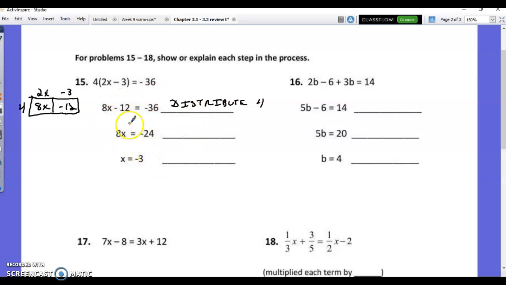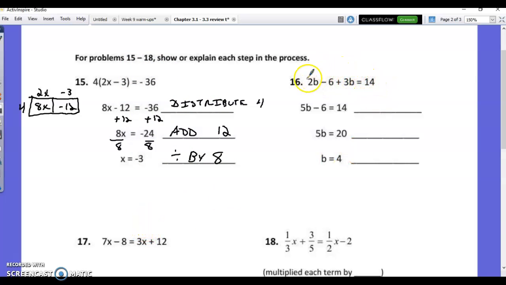From here, what I did was add 12. I added 12 to both sides. So you can either write it as add 12, or you can just write plus 12. And that's how we get to 24. Our final step would be to divide by 8 right here. So again, divide by 8 both sides. That's how I get the negative 3. So I'm looking to see that you can identify each of those processes.